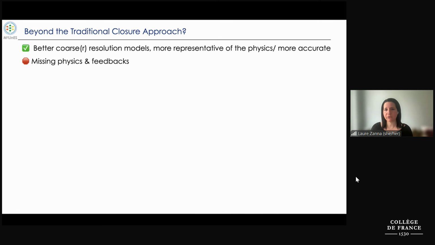The subgrid is represented by a data-driven model, but there's still a lot of physics that are missing, right? And a lot of feedbacks, and we're still limited in some respect. So is there another way to bring more data and more feedbacks and try to explore the physics in a way that goes beyond the traditional closure approach?